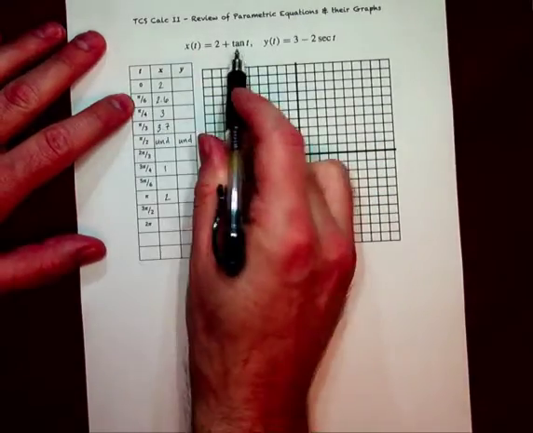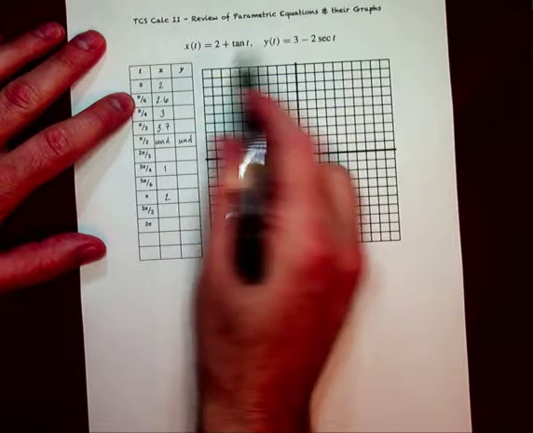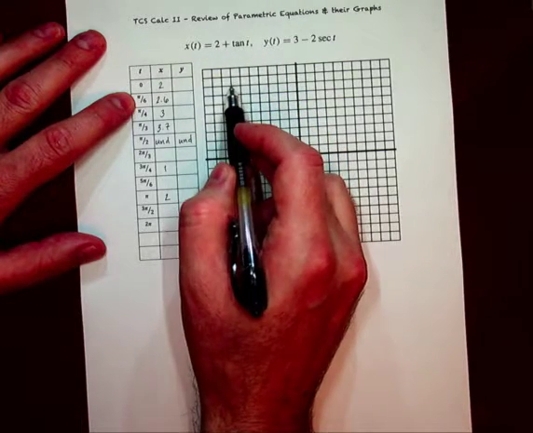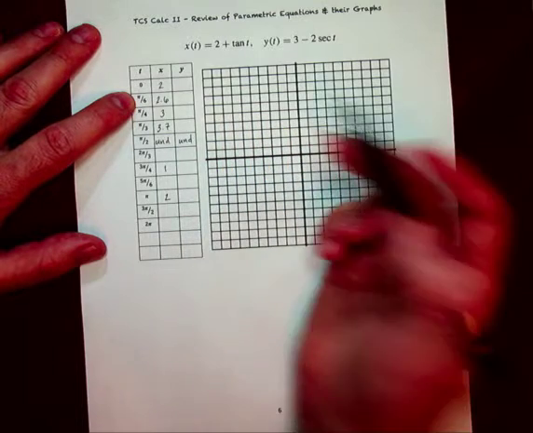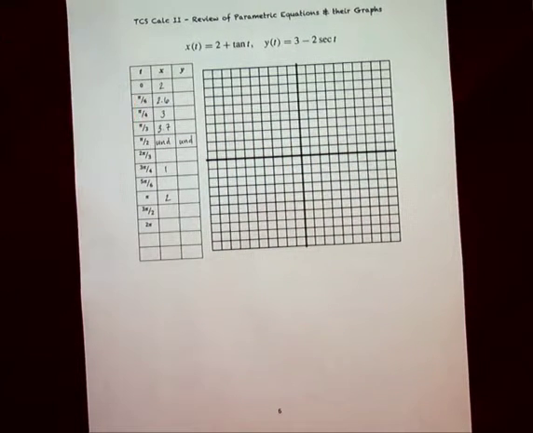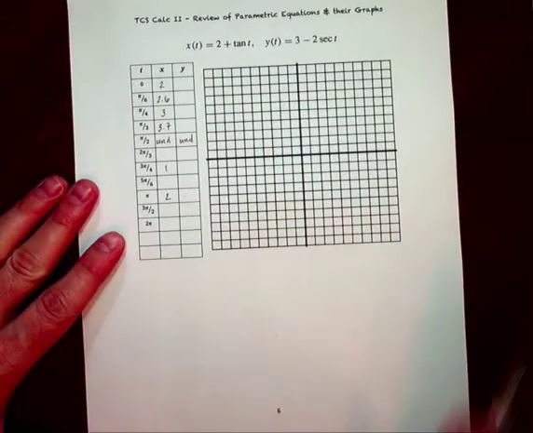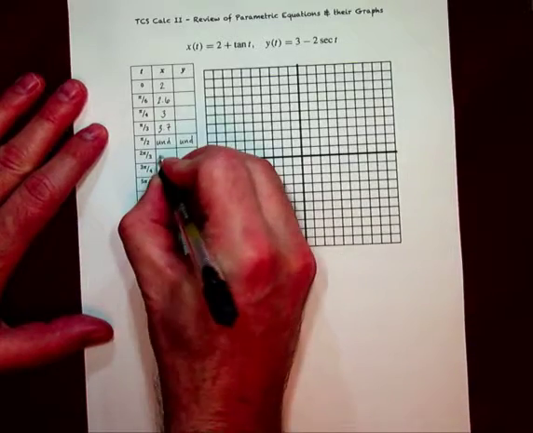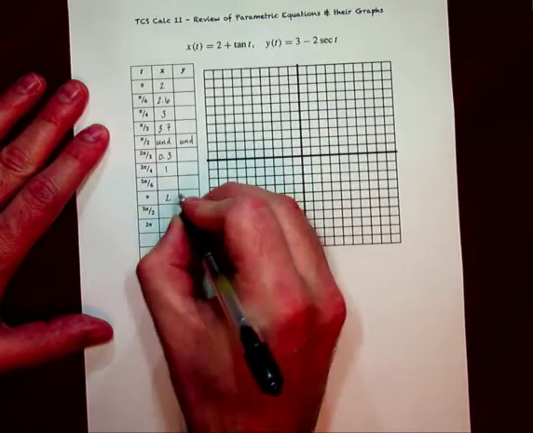Tangent of pi over 6 is sine of pi over 6 over cosine of pi over 6. Sine of pi over 6 is 1/2. Cosine of pi over 6 is √3 over 2, so it's 1 over √3, or √3 over 3, and that added to 2. You can go through it, but let's skip ahead to the fun stuff.